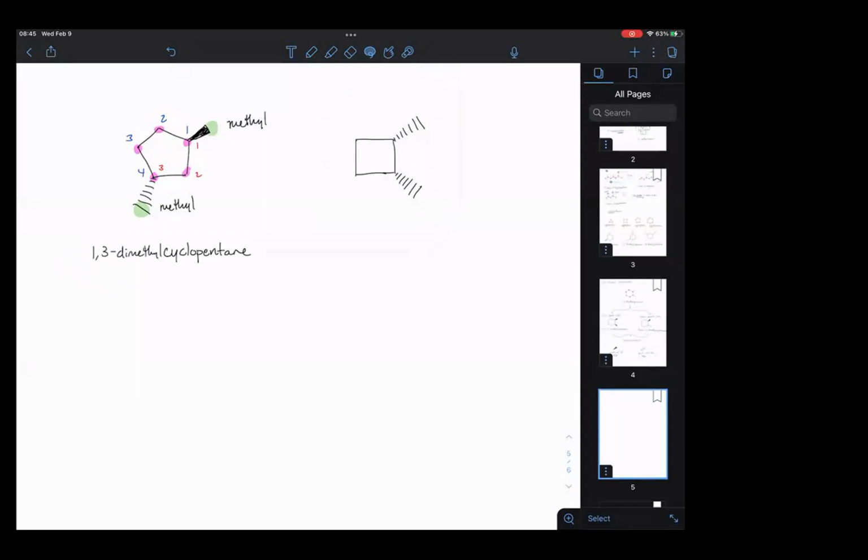I'm going to notice that one bond is pointed into the page. The other bond is pointed out of the page. So this one would be trans-1,3-dimethylcyclopentane.